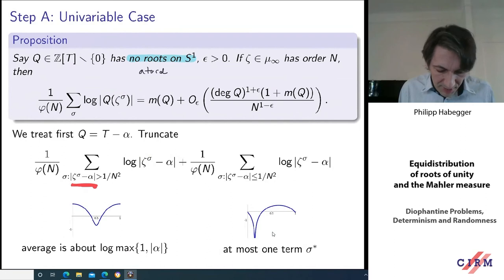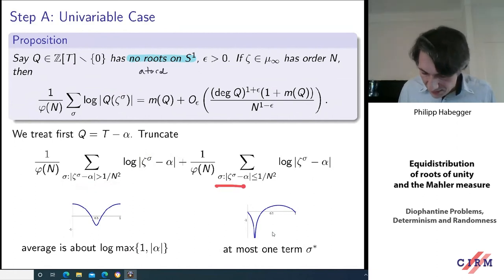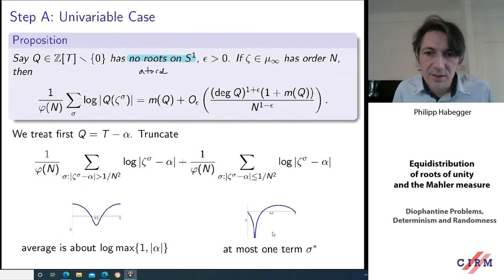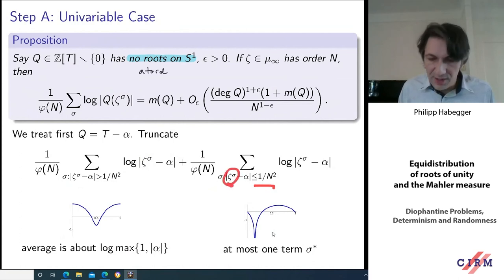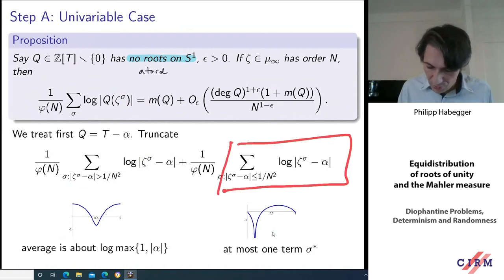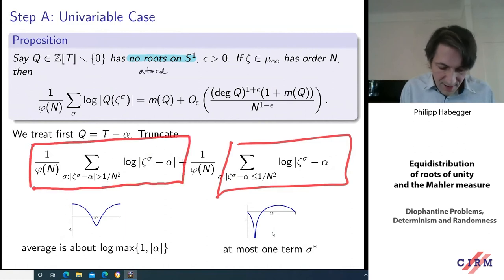So you want to sum over first those conjugates of zeta that are not too close to alpha. Being not too close means being polynomially bounded away, with 1 over n squared as a placeholder. And then there's a remaining term of the bad ones, the ones we have to deal with later on. Because the proximity is 1 over n squared, and these are roots of unity of order n, there can be at most one term in this sum. So there's at most one bad guy, and the rest, phi of n minus one of them, we can handle.